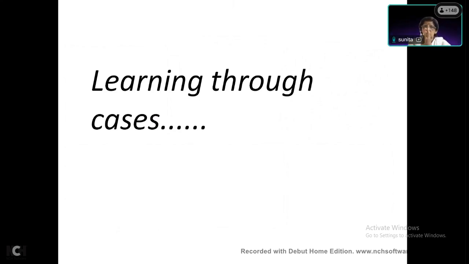Now, if I summarize, you have to know how to suspect hemolytic anemia, then you will see what the causes are, and accordingly you will investigate. So we will go through the cases and we'll see how we apply this knowledge there.